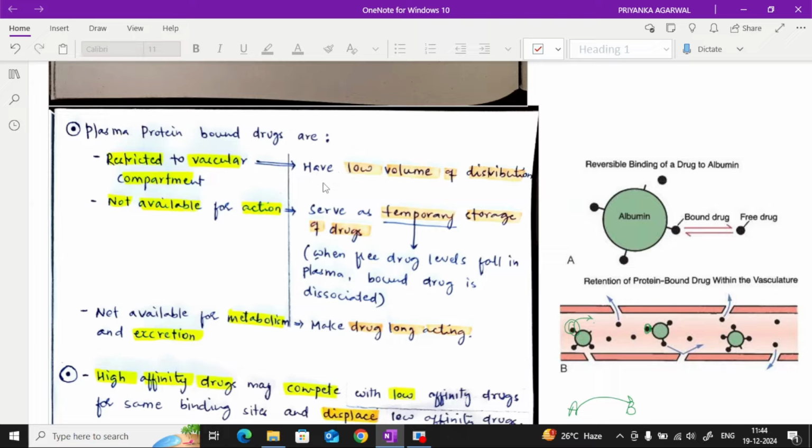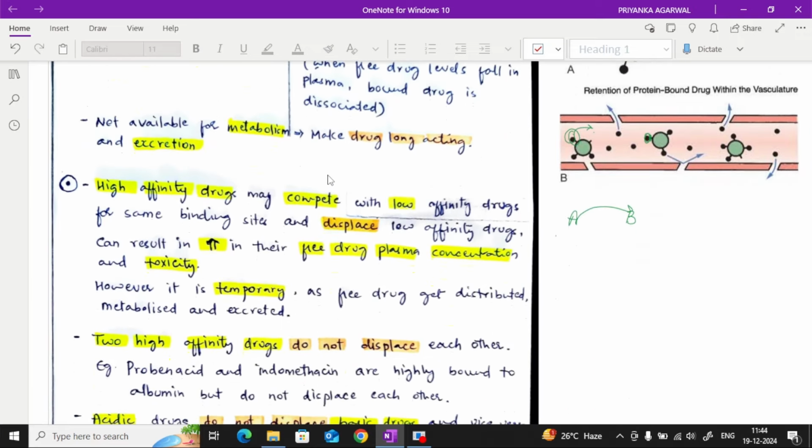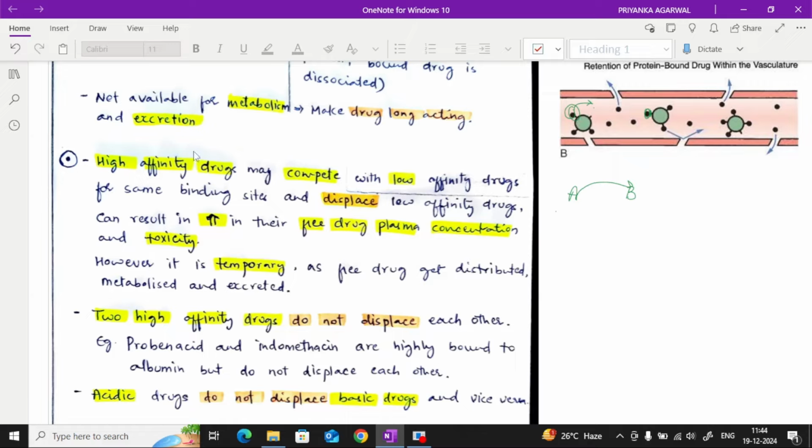What is the importance of it? Okay, now imagine you have 2 drugs in the bloodstream. One drug is having high affinity, another drug is having low affinity. Now what happens? So the high affinity drug will compete with the low affinity drug for the same binding site, and will displace the low affinity drug. Now because of this, what happens? There is an increase in concentration of this low affinity drug, and that can lead to toxicity of this drug.